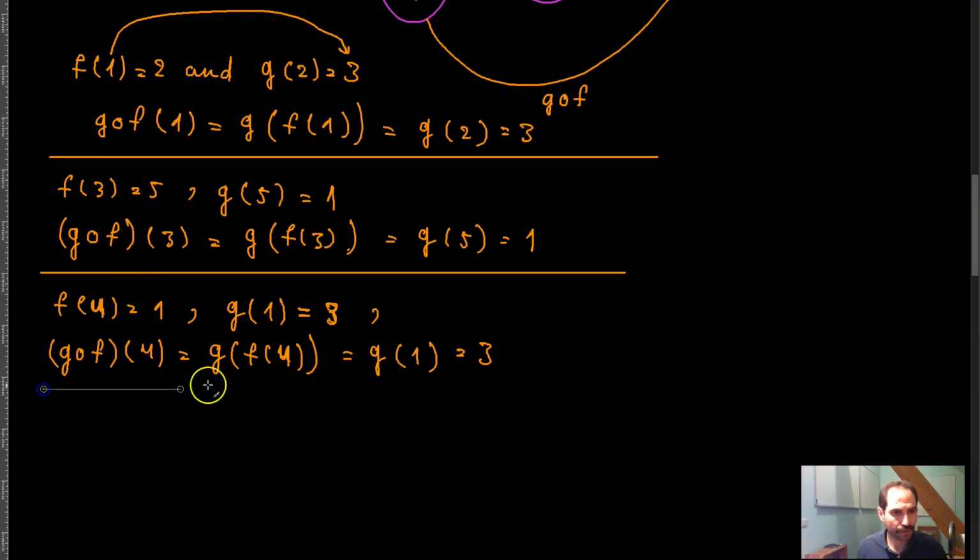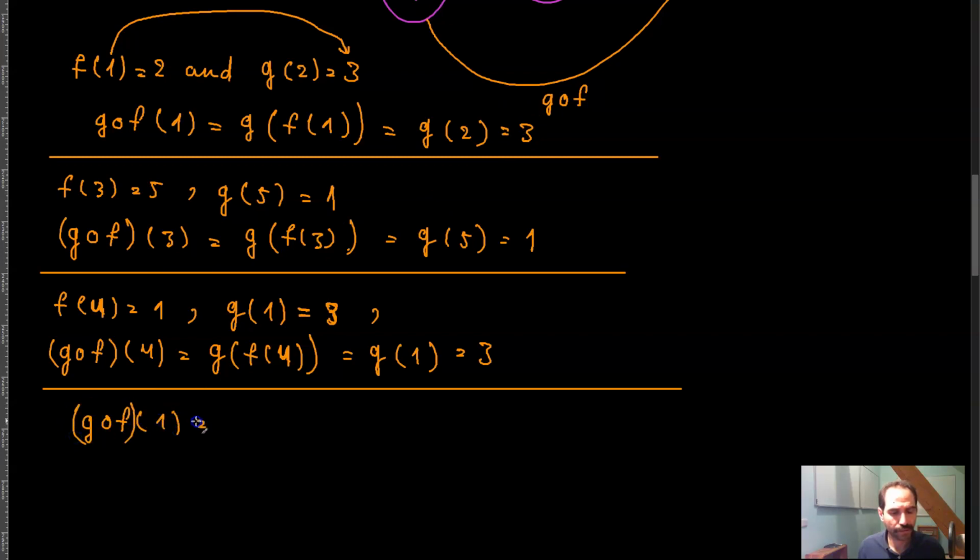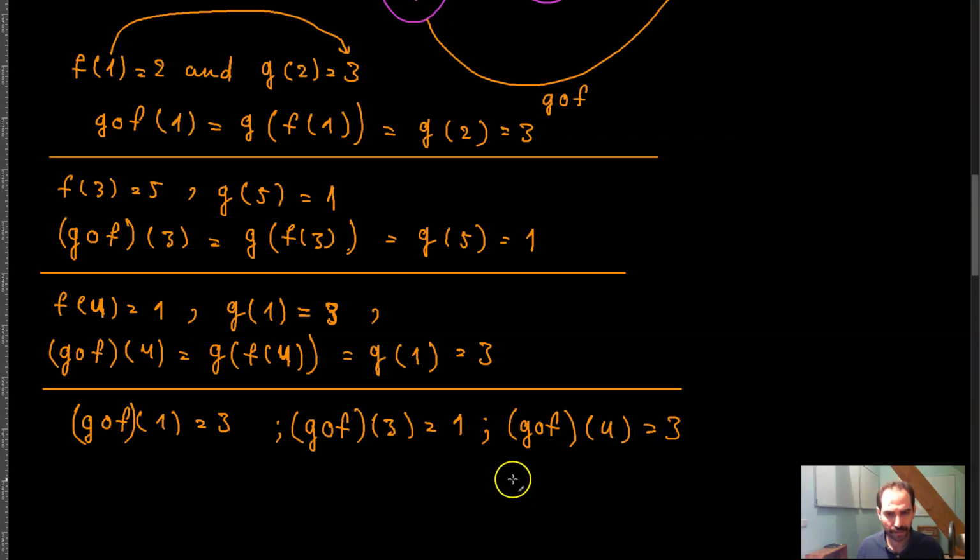So this is what we were looking for: g∘f of 1 is equal to 3, g∘f of 3 is equal to 1, and also g∘f of 4 is equal to 3. Those are the values that we were looking for. So let me take a look at the solutions here. I want to make sure that we didn't make any mistakes.